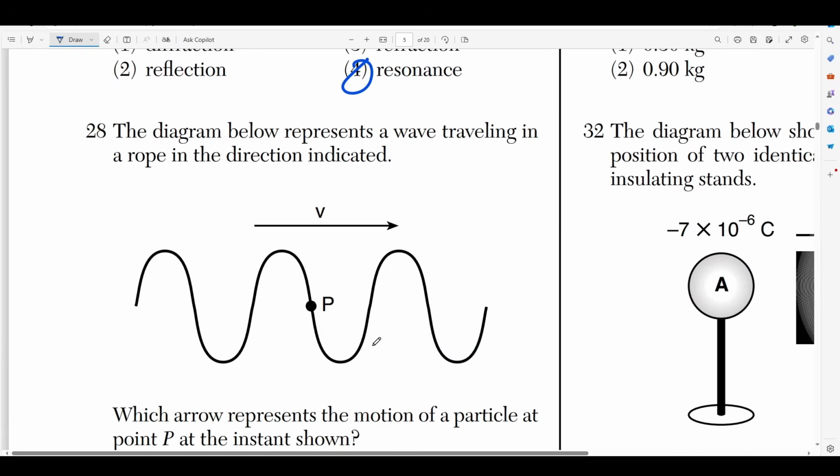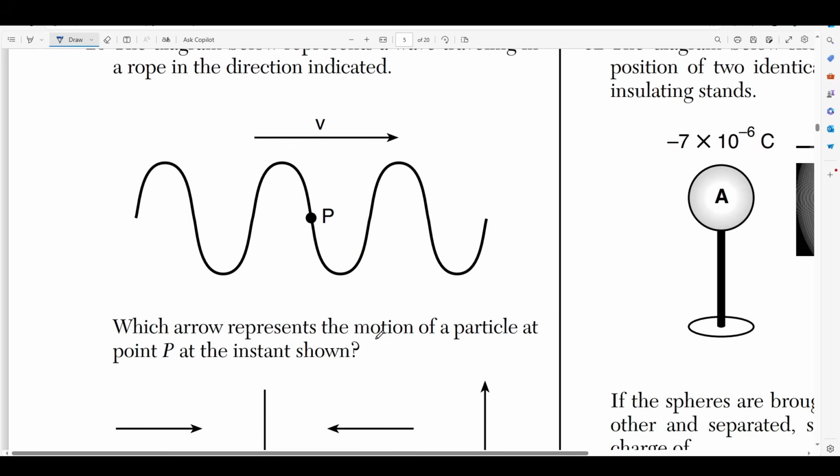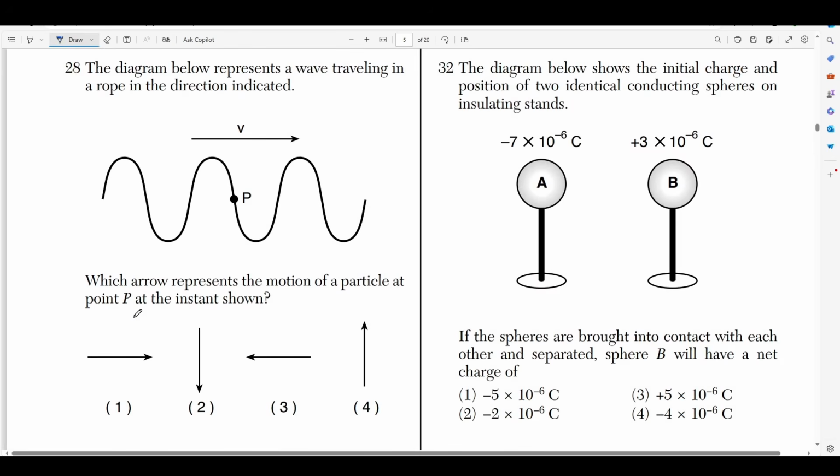Number 28 says the diagram below represents the wave traveling in a rope in the direction indicated. Which point represents the motion of a particle at P in the instance shown? So this is a transverse wave, which means that the particle is moving up and down. If this was a sound wave, we would be moving left and right. So choices 1 and 3 have to automatically be wrong, right? And now we just need to see if it's going up or it's going down. The way that you figure out the motion of a particle is you look at the direction. If the direction is going to the right, then the motion of the particle will be whatever is to the left of it. So here, we know that the particle, what's to the left of it? If we trace the wave to the left of the particle, we know that it's going up, which means that our particle needs to be moving up.